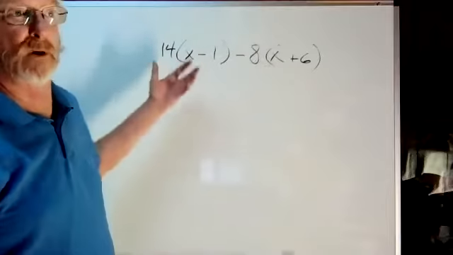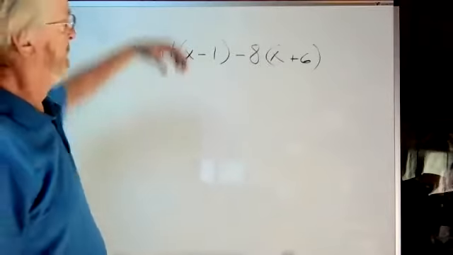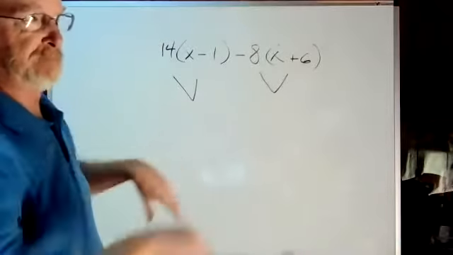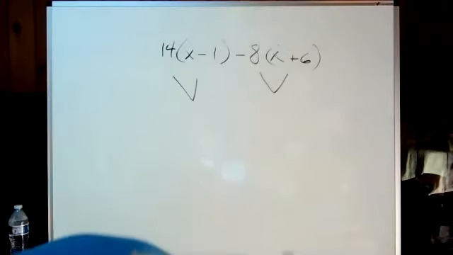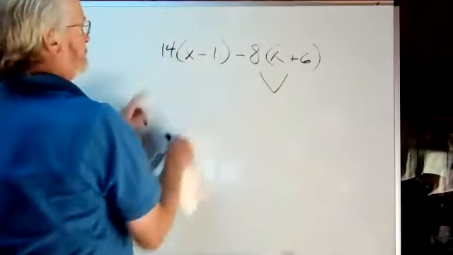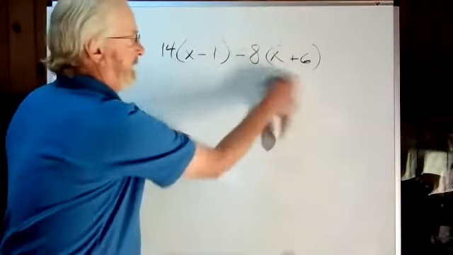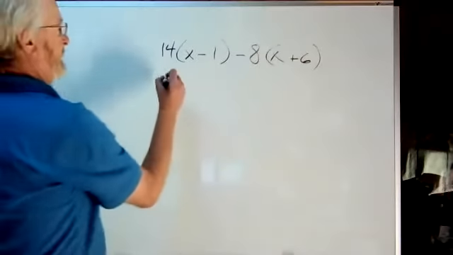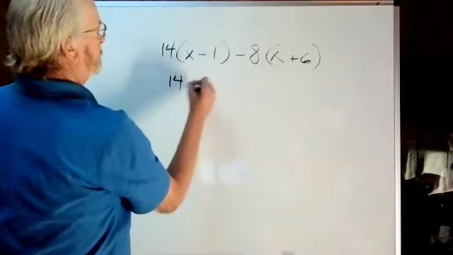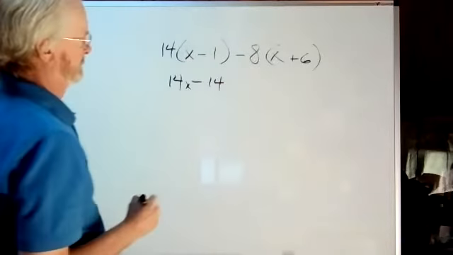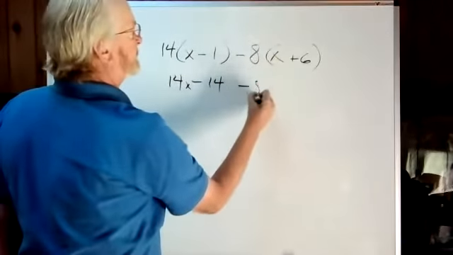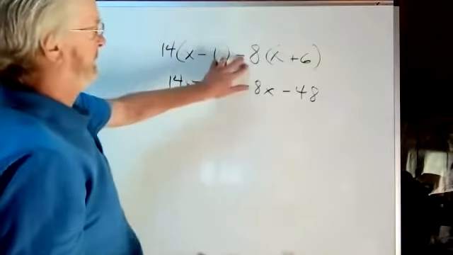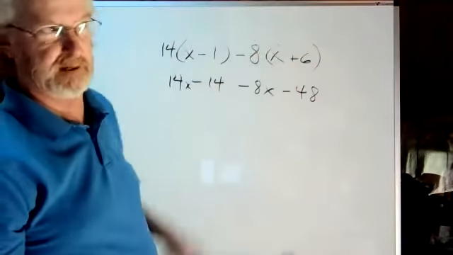Similar. Here's 2 expressions. They both happen to have a factor multiplying. This is a multiplication, and here's a multiplication. Two separate multiplications according to order of operations rules, right? So I'm going to multiply 14 times each of these, and I'm going to multiply negative 8 times each of those. 14 x's minus 14, minus 14. Negative 8x minus 48. I distributed the negative 8 times that other factor.